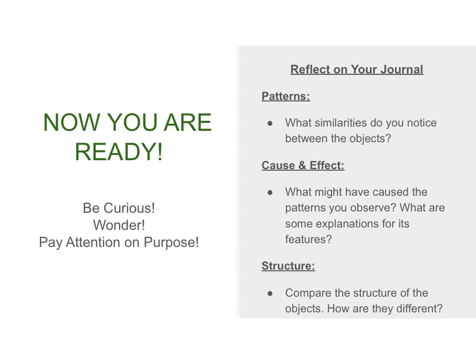Now you are ready. When you finish your journal, take some time to reflect. What similarities do you notice between the objects? What might have caused the patterns you observe? What are some explanations for its features? Compare the structures of the objects. How are they different? Have this conversation with a sibling or even a friend on Zoom, or a grandparent or a parent. You can even write your reflection in your journal.